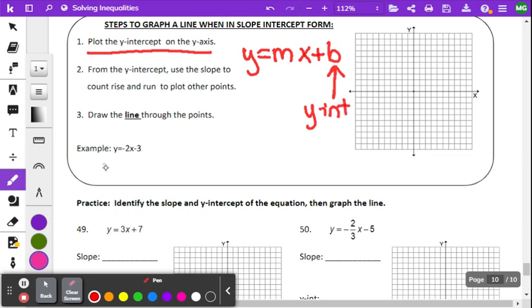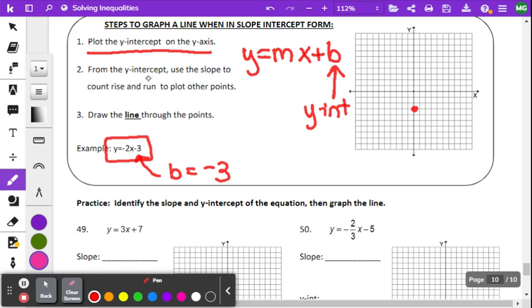So I'm going to go and look at it right now. If you look at this example, y equals negative 2x minus 3, negative 3 is our y-intercept. So we go over to our y-axis and we go down 1, 2, 3, and we put a little point there.